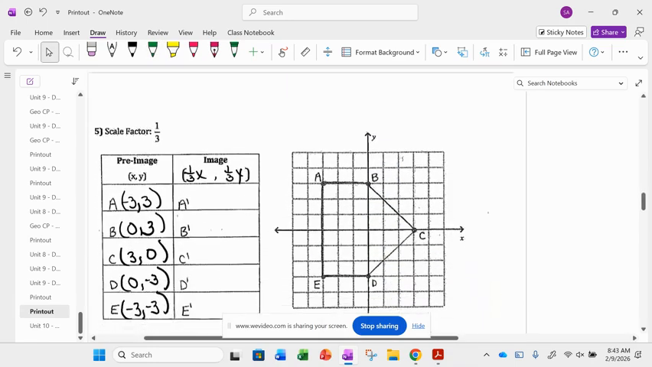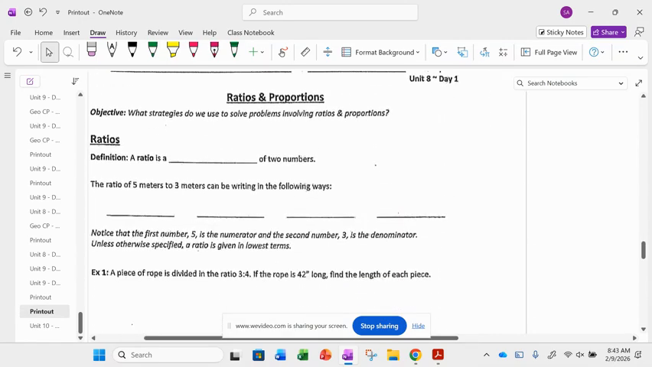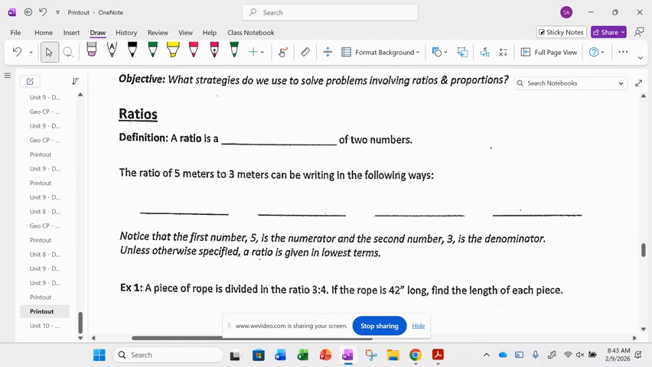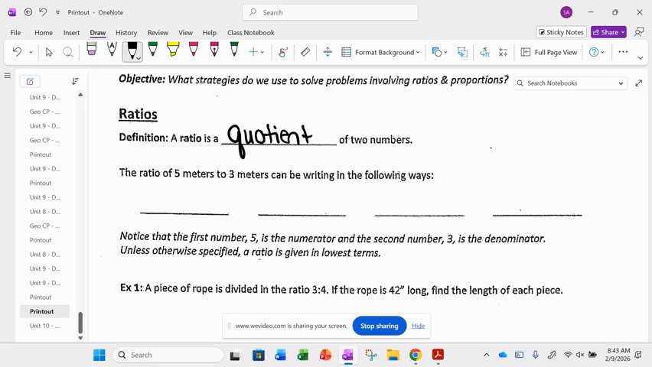All right. Let's go on to ratios and proportions. Definition. A ratio is a quotient of two numbers. And there's a very specific way we represent ratios, and it could be represented in multiple ways. But the thing to remember is that the order does matter.